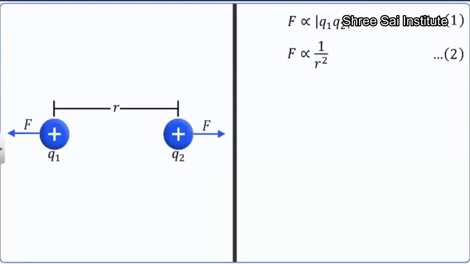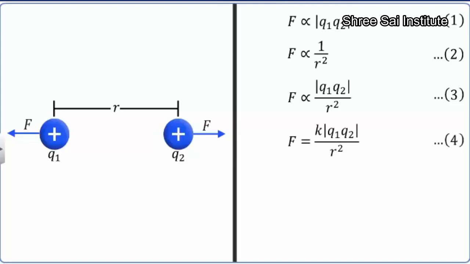Thus, according to Coulomb's law, the electrostatic force between two charges is directly proportional to the product of the charges and inversely proportional to the square of the distance between the charges. Hence, the electrostatic force F between charges Q1 and Q2 separated by a distance r is proportional to Q1 Q2 by r square. Let this be equation 3. A constant of proportionality K is used to get the equation F = K Q1 Q2 / r². Let this be equation 4.